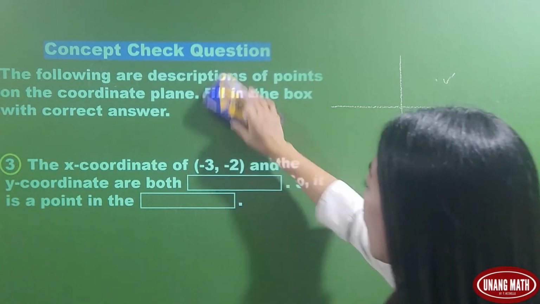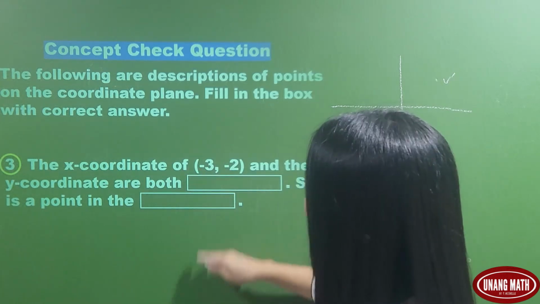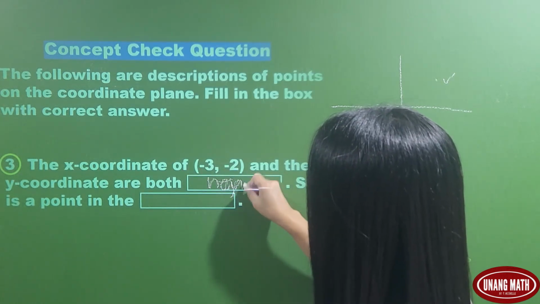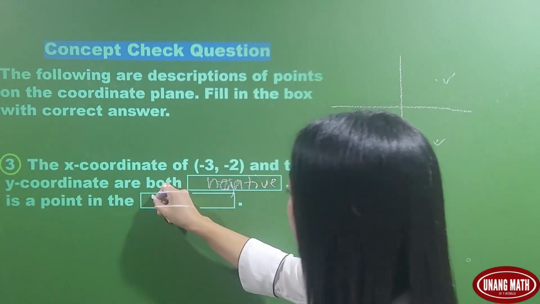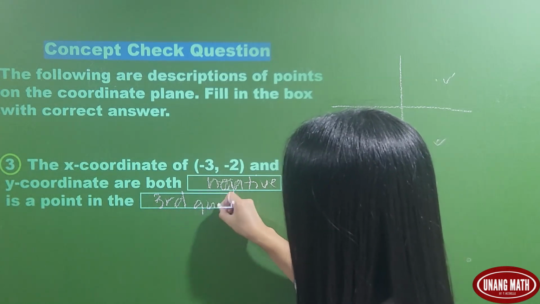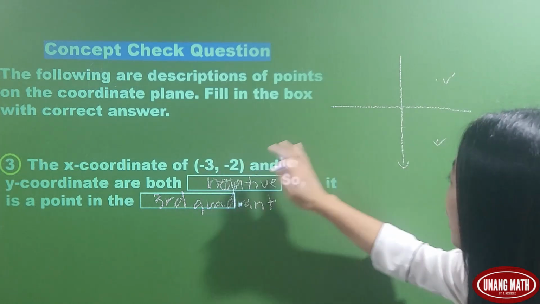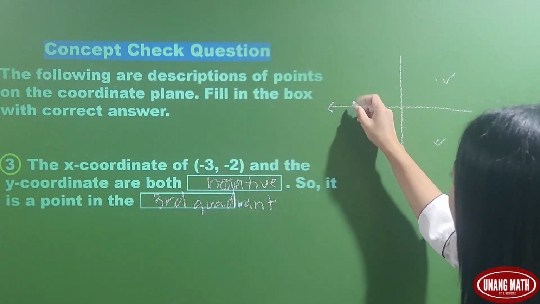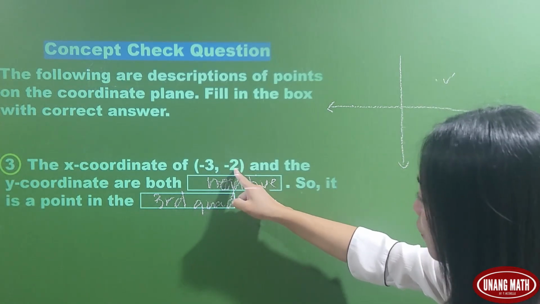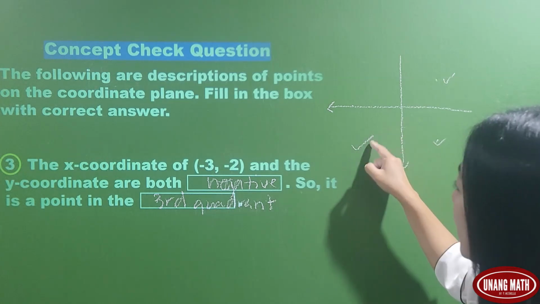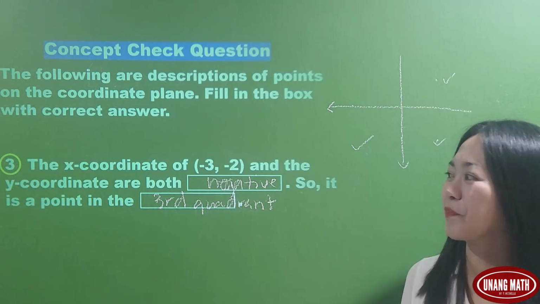Okay, what about the third question? The x-coordinate of (-3, -2) and the y-coordinate are both negative. So it is a point in the third quadrant. If this is our coordinate plane, negative 3 is the x-coordinate, so it's either the second or third quadrant. But the y-coordinate is also negative, so this ordered pair lies in the third quadrant.